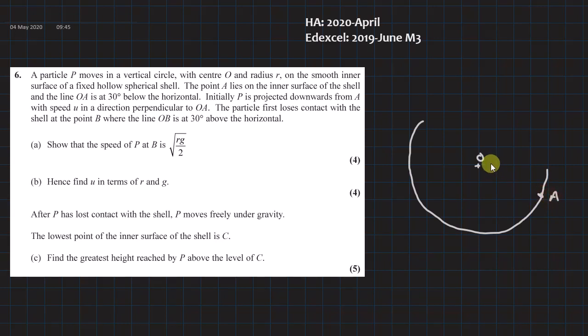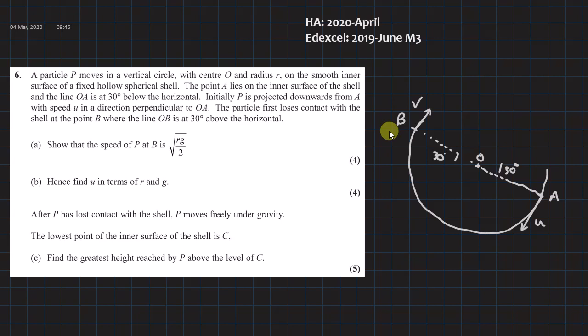Point A, 30 degrees below the horizontal, and it was at point A that it is projected with a speed u. It then gets to a point B 30 degrees above, and we've got to find the speed at the top here, so I'm going to call that V.